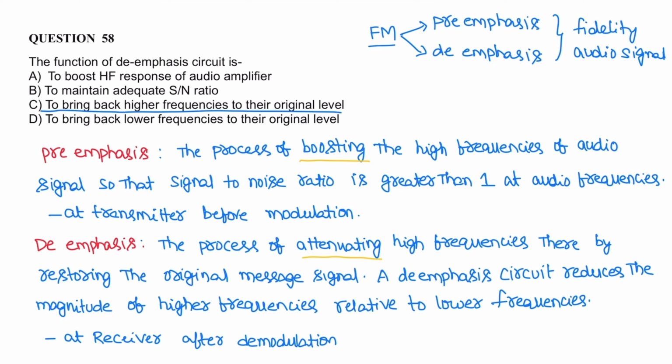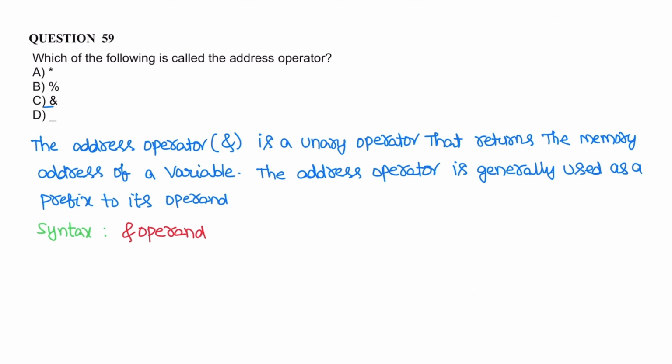Next question. Which of the following is called the address operator? Address operator ampersand. It is a unary operator that returns the memory address of a variable. The address operator is generally used as a prefix to its operand. So syntax is address operator ampersand operand. Correct option is C.